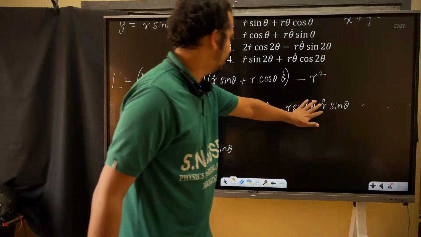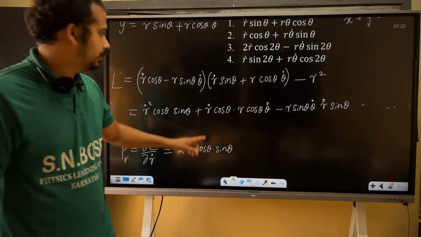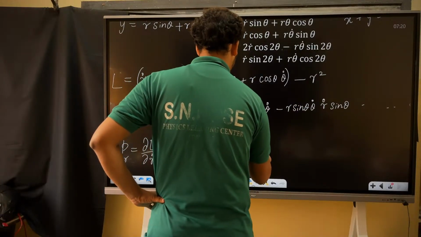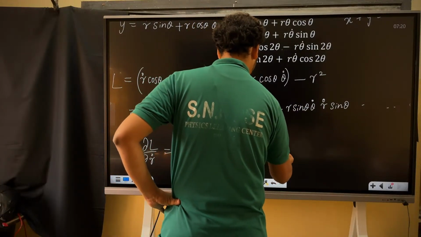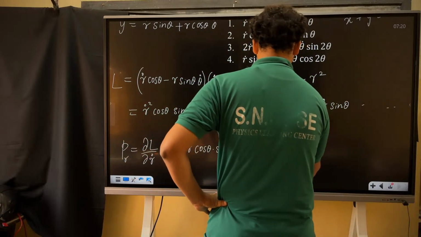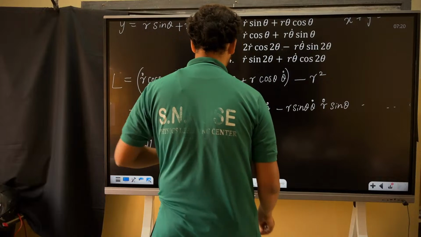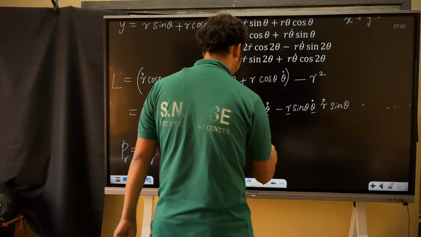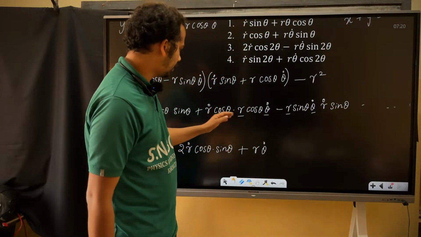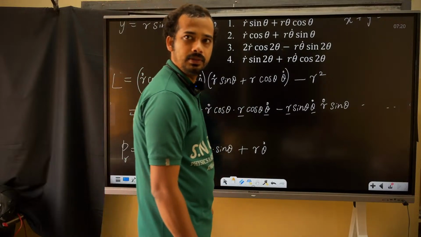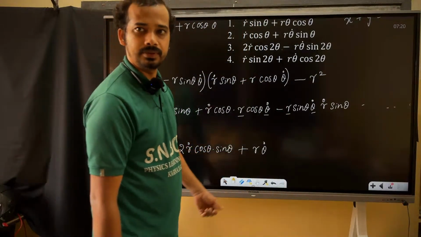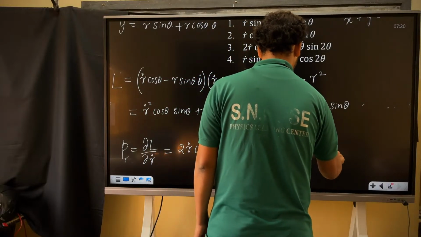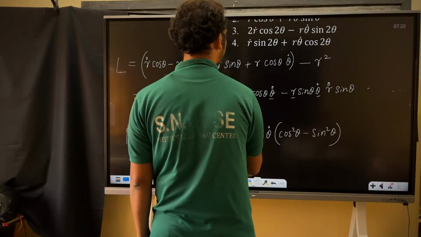Here I can take r dot common and write the rest of the part. If I take r dot common, the rest of the part is r cos square theta minus sin square theta theta dot. r theta dot also can be taken common. Look here, r theta dot, r theta dot. If I take r theta dot common, the partial derivative is 1. I'm writing quite directly, you write in your own way. I'll get cos square theta minus sin square theta, which can be written as cos 2 theta.